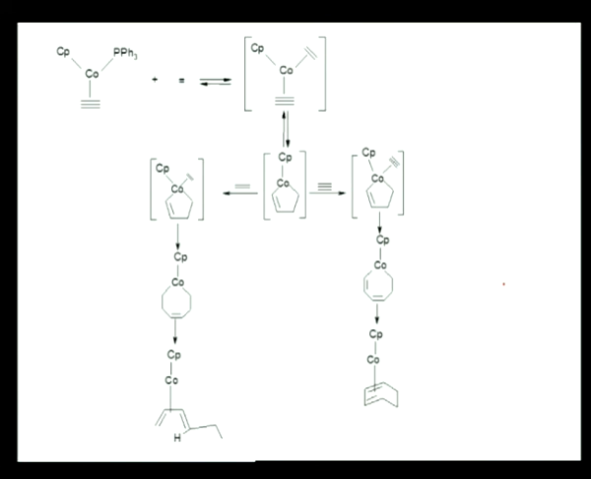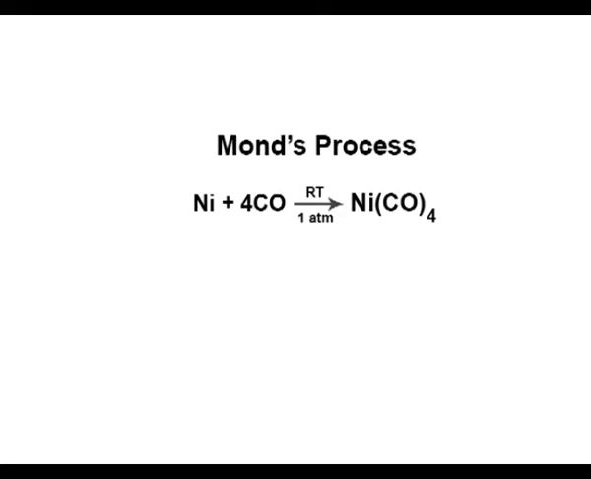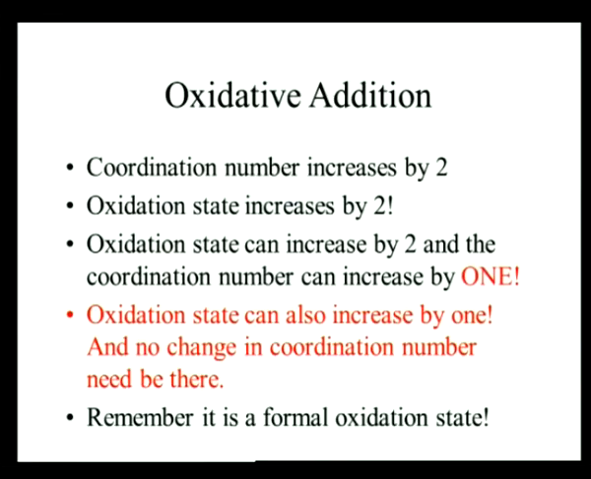So, you have seen a variety of reactions which are possible today. Let me now conclude by going to the conclusion slide. Usually, in all these reactions, the coordination number increases by 2. During oxidative addition, the coordination number increases by 2, and the oxidation state increases by 2 as well.